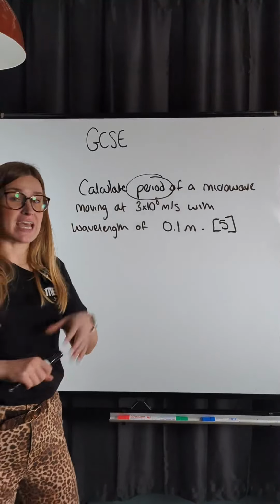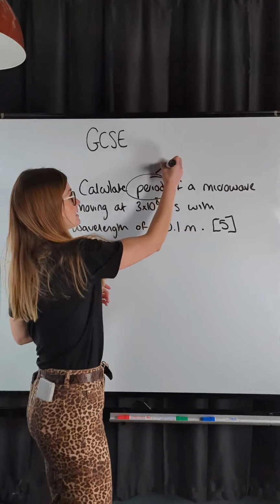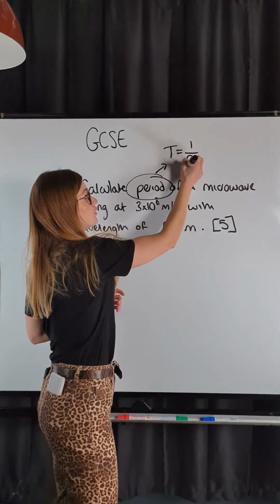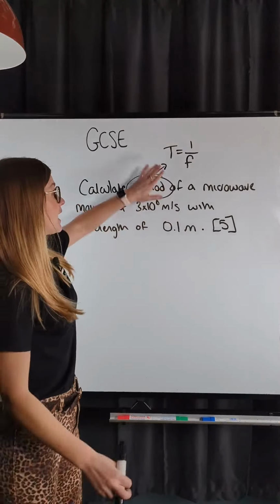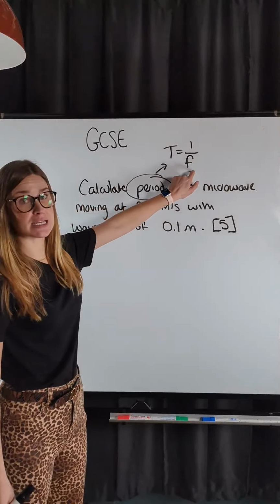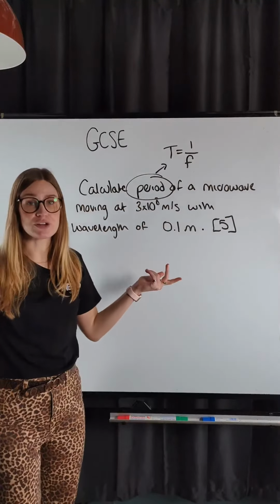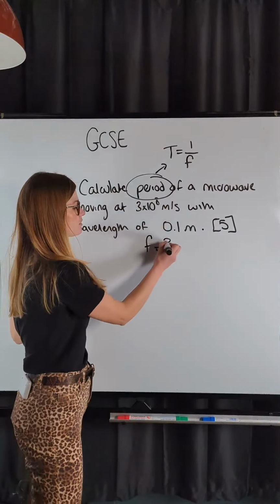So I look at my equation sheet, and the only place I see the word period is I can see time period is equal to 1 over frequency. So I know if I want to calculate the period, the only thing I need to know is the frequency. But I look at this information, I don't see frequency anywhere. So I think, how can I get the frequency?